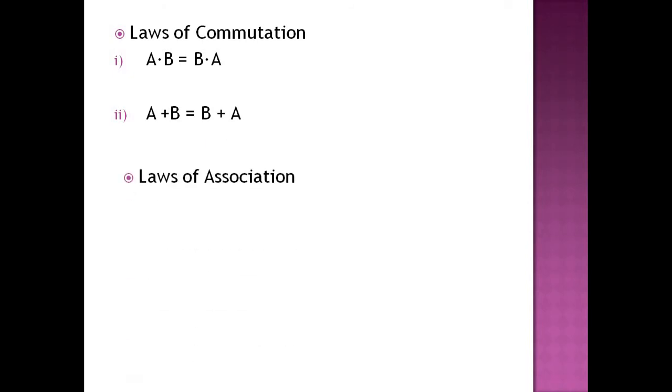Next is the law of association. The law of association says that if we take the AND operation of A dot B and then with C, it is exactly equal to taking the AND operation of B and C and then the AND operation with A. Second, A plus B plus C is equal to A plus in bracket B plus C. Again it says that we take the OR operation of two variables and then the third, which is equivalent to taking the OR operation of the second and third variables and then the OR operation with the first variable.